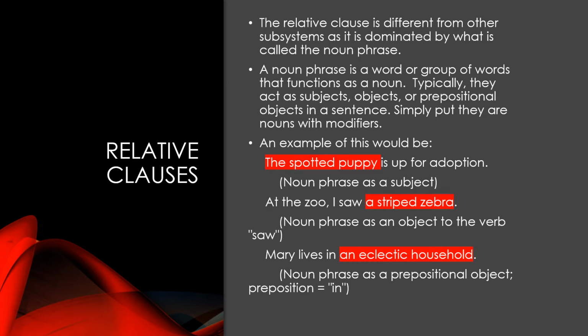An example of these would be: the spotted puppy is up for adoption. This is an example of a noun phrase that is acting as a subject. So the subject is the spotted puppy, and the relative clause is that it is up for adoption.